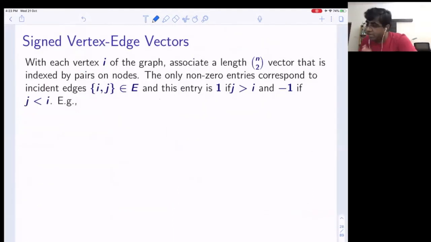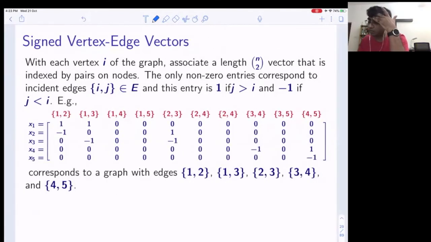So in a simplistic way, with each vertex i of the graph, we are associating an n choose 2 length vector indexed by pairs of nodes, and the only non-zero entries correspond to incident edges i, j in E. This entry is +1 if j is greater than i, and -1 if j is less than i. So here is a concrete example. This is a graph. Let me draw it. It has vertices 1, 2, 3, 4, 5.